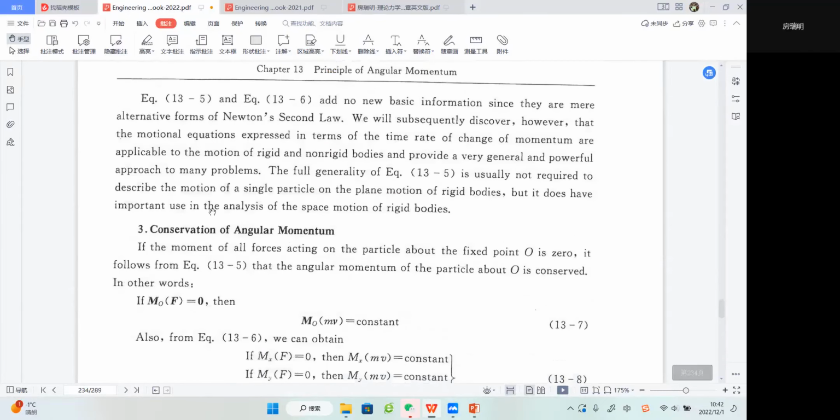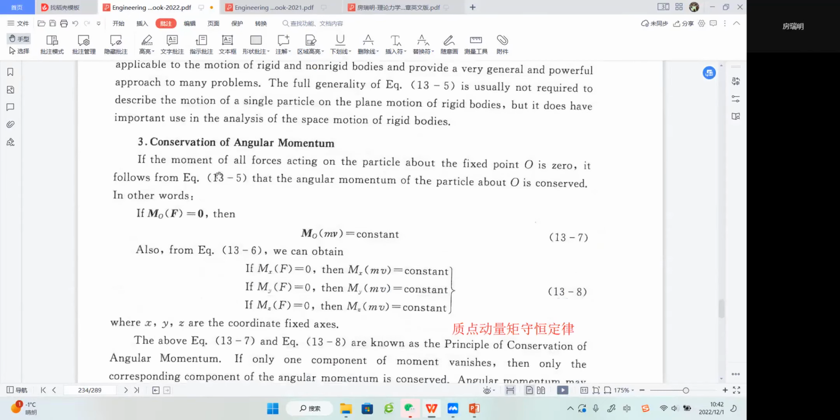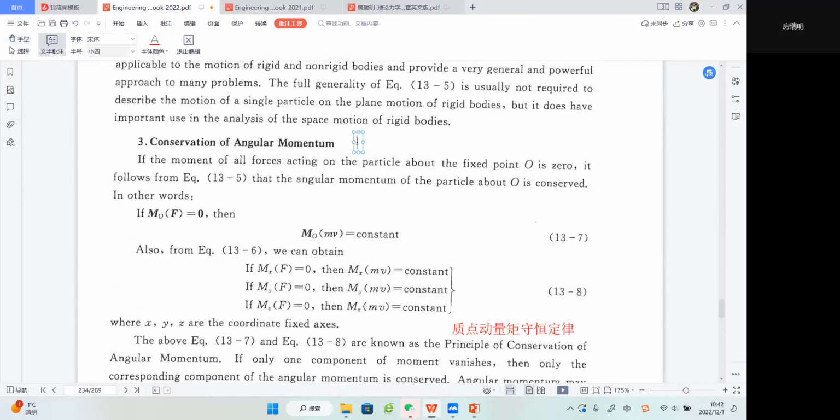So let's continue to talk about conservation of angular momentum. In Chinese, maybe I can give you guesses. Angular momentum in Chinese means 动量矩. Because we Chinese call angular momentum 动量矩 or 角动量. Conservation means 守恒.